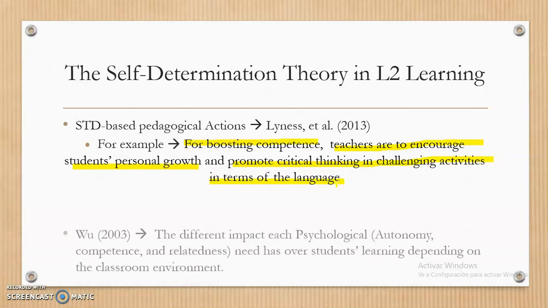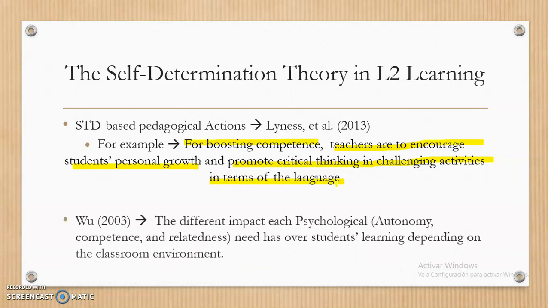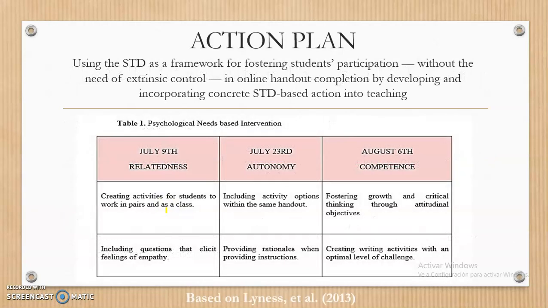It is also important to mention that Wu, 2003, argues that each psychological need has a different impact over the student's learning, depending on the classroom environment. This hypothesis is key for understanding my action plan. Moving forward, my action plan was designed drawing from the above literature, and it consists of incorporating 2 concrete STD-based actions per psychological need into the English handouts.